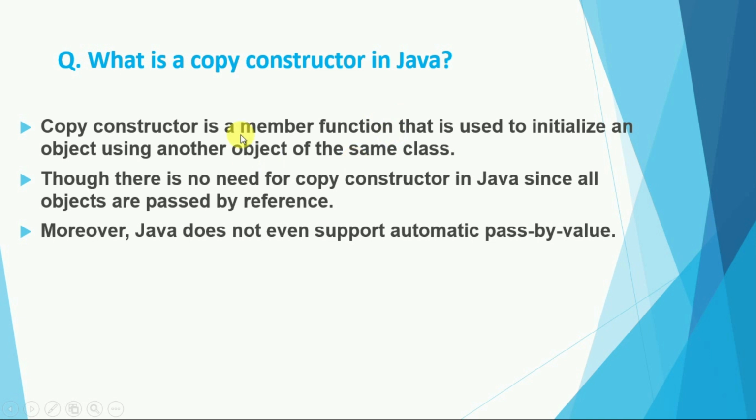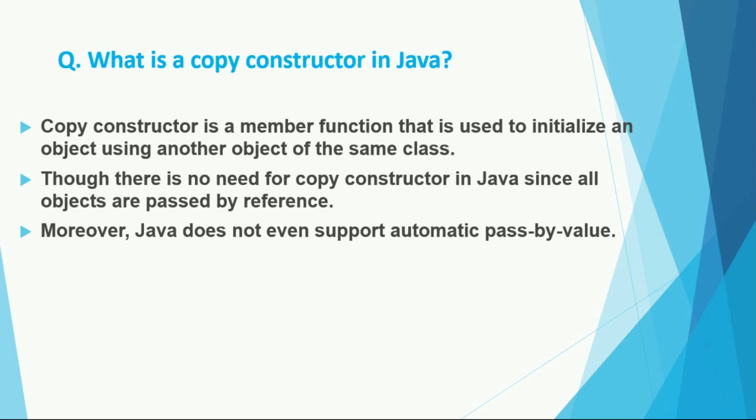What is a copy constructor in Java? A copy constructor is a member function that is used to initialize an object using another object of the same class. So try to understand, a copy constructor is a member function which is used to initialize an object. We want to initialize an object, but by using another object of the same class. Okay, so there is no need for a copy constructor in Java since all objects are passed by reference. So there is no need of a copy constructor.